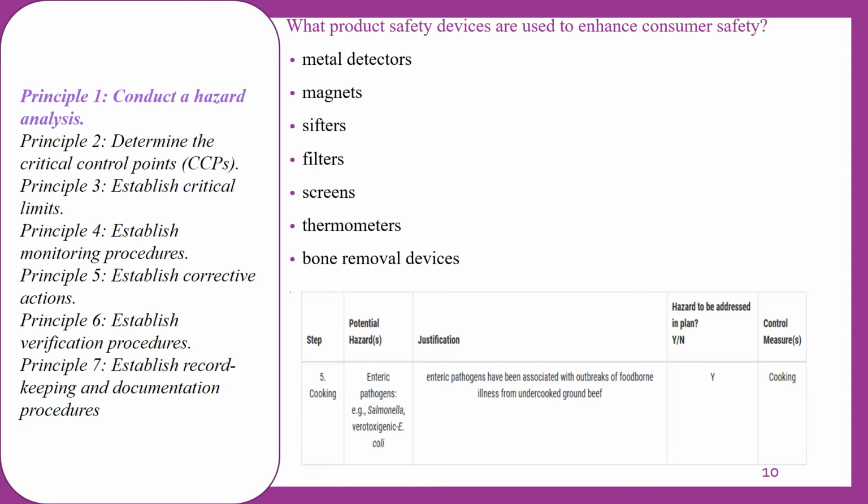We have taken into consideration a particular step, which is that of cooking. The potential hazards in raw meat are enteric pathogens, which are Salmonella and Verotoxigenic E. coli. The justification provided is that these enteric pathogens have been associated with outbreaks of foodborne illnesses from undercooked ground beef. The hazard to be addressed in this plan? Yes or no? Yes, the hazard should be addressed in this plan. The control measures are cooking.